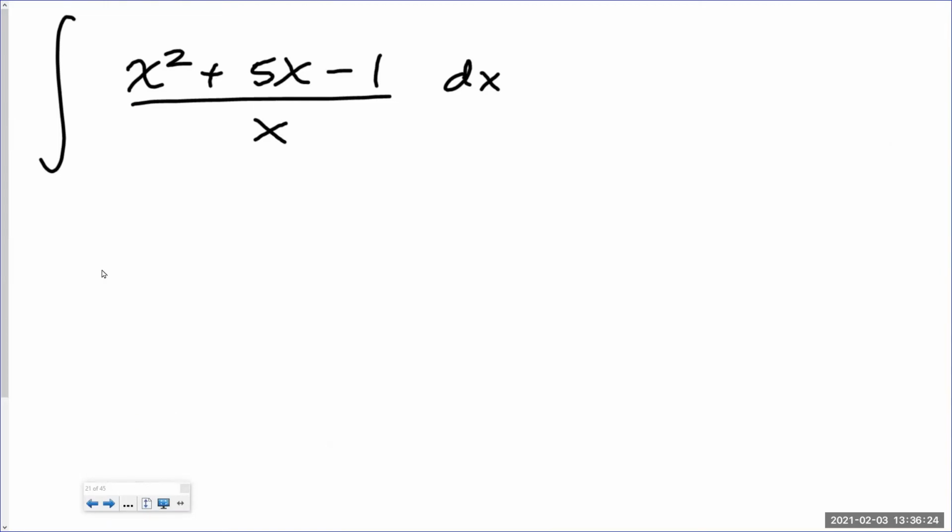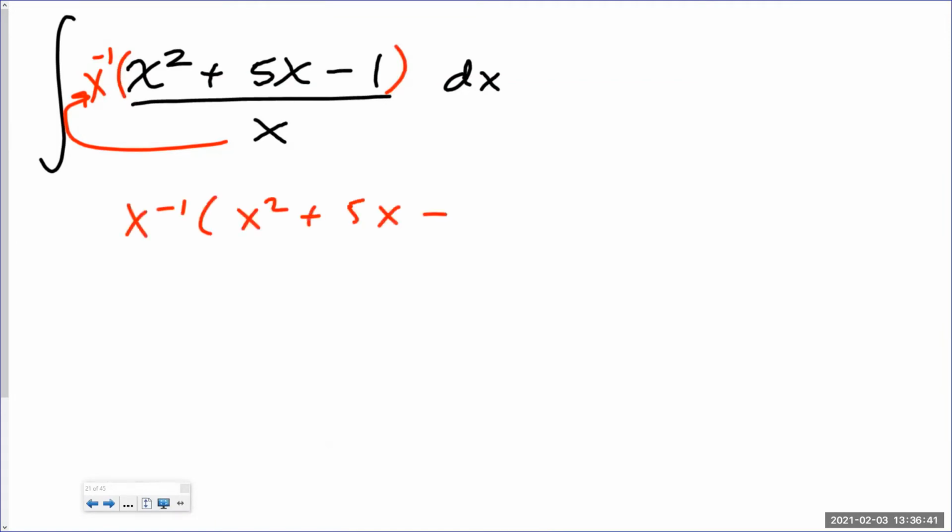How do you do this problem here? Yeah, move the x to the top. When it goes to the top, what does it become? -1. But how does it multiply with this here? Yeah, you have to distribute it, okay? So this problem would be x to -1 times x squared plus 5x minus 1 dx. And we've seen this problem before. I just want to point out this one's a little bit different because there's an integral that we just learned. So let's go ahead and distribute.